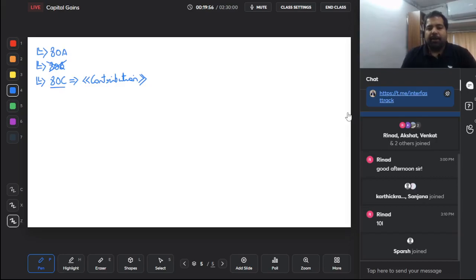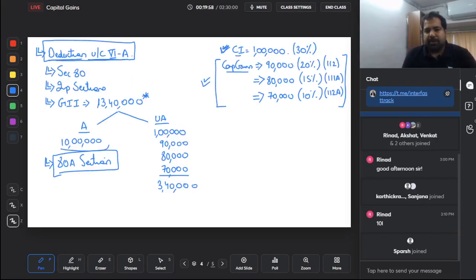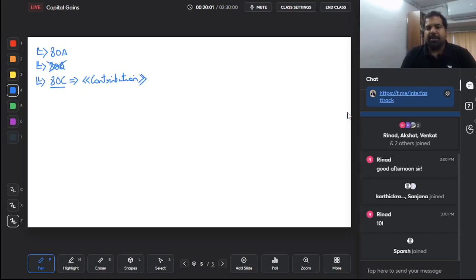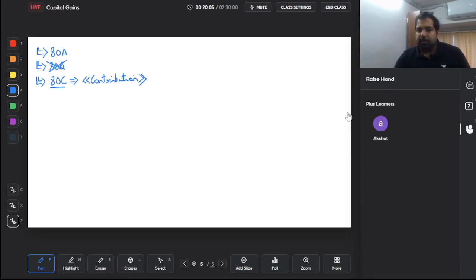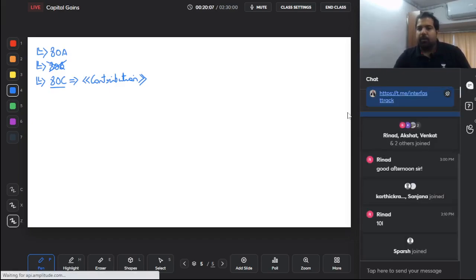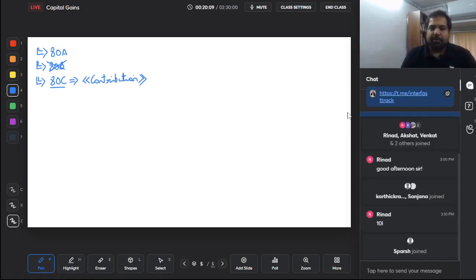So if my income is 10 lakh rupees which I can minus, from that, can I minus 80C whichever I contribute? Yes. Let's take a very simple example here that I contribute 50,000 rupees to my life insurance premium. Can I minus 50,000? Yes. So it's a very simple concept. Just one second.